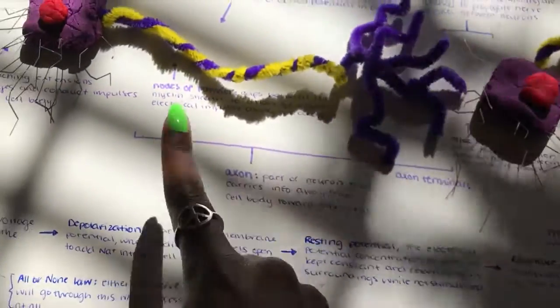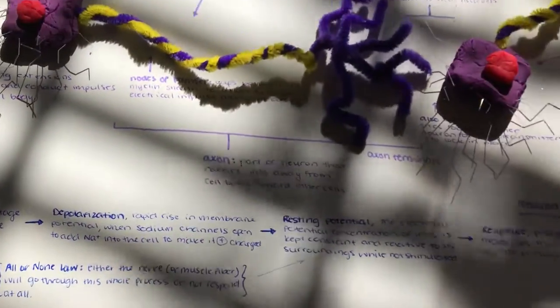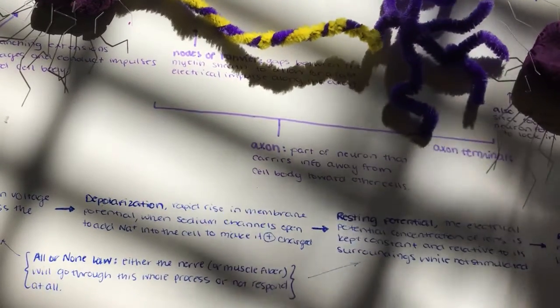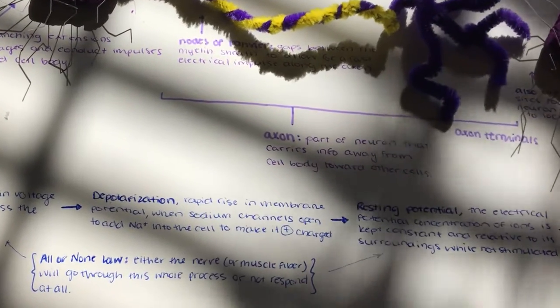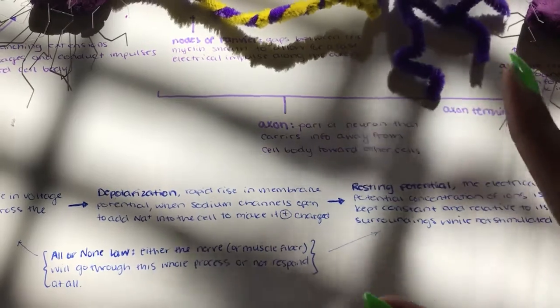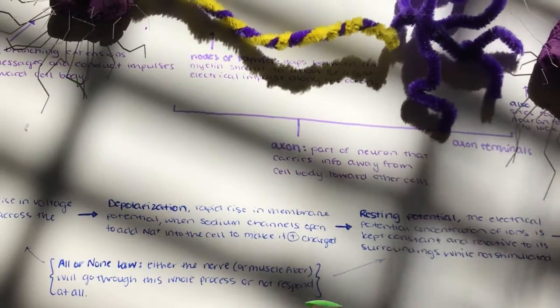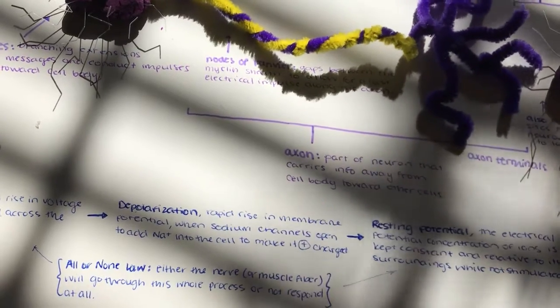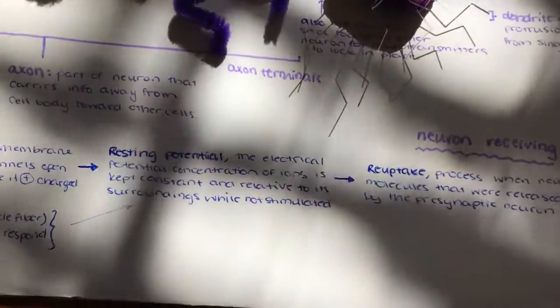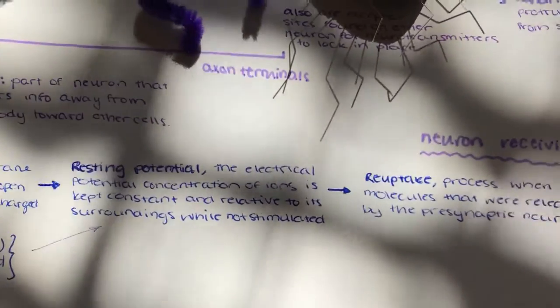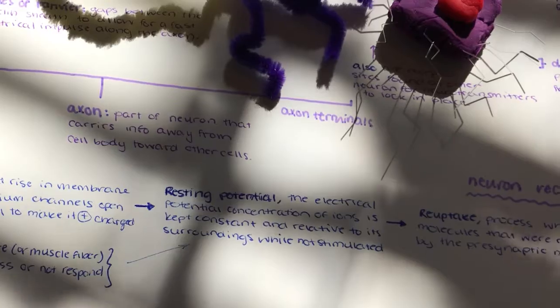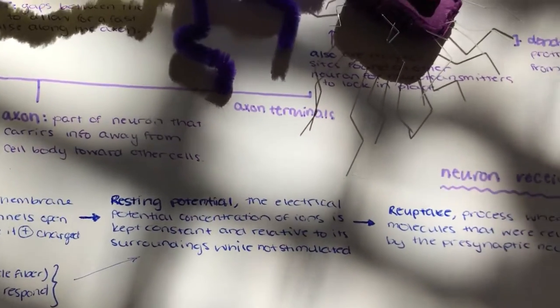on the axon. And then next would be depolarization, which is also a rise in membrane potential when the sodium channels open up and positively charged sodium can go into the cell so that the electrical impulse can travel. And then resting potential is what happens after that, and it's when the electrical potential concentration goes back to being constant and relative to the surroundings outside of the cell.